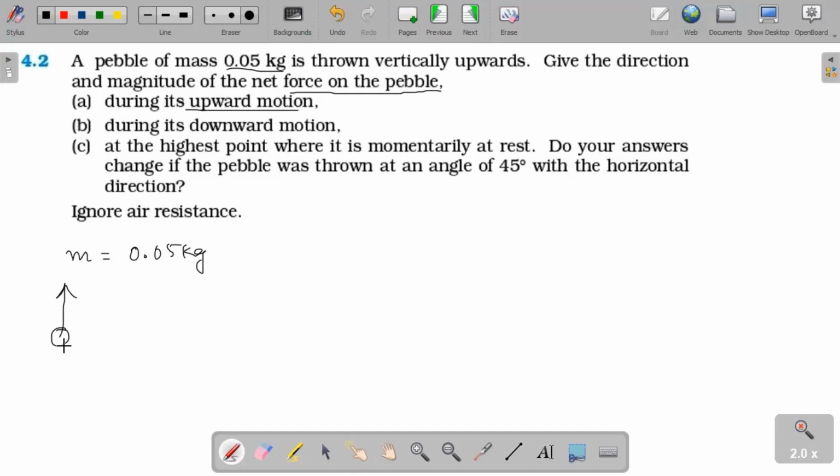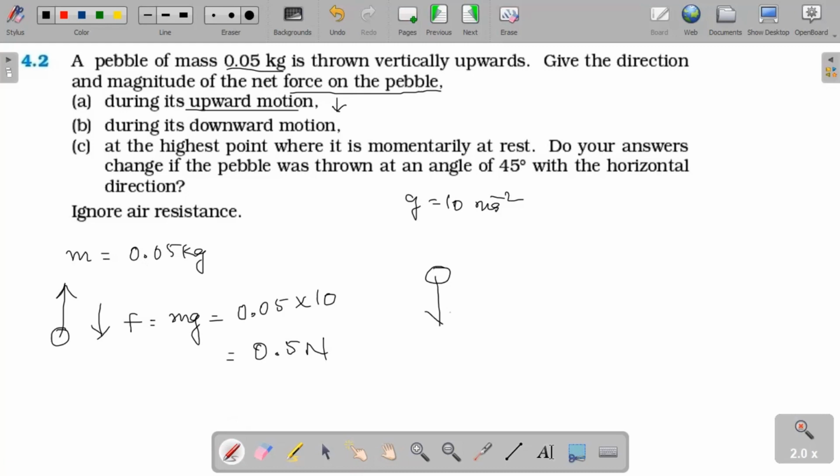When the pebble is thrown, the force acts in the downward direction. What is the force? mg, which is 0.05 into 10, taking g as 10 meter per second squared. So the net force acting on the body is 0.5 Newton, acting in the downward direction. During the downward motion, the force is also mg, the same value, 0.5 Newton.